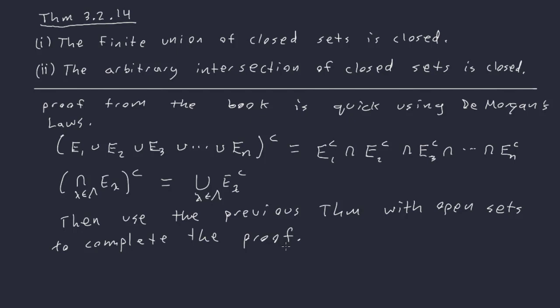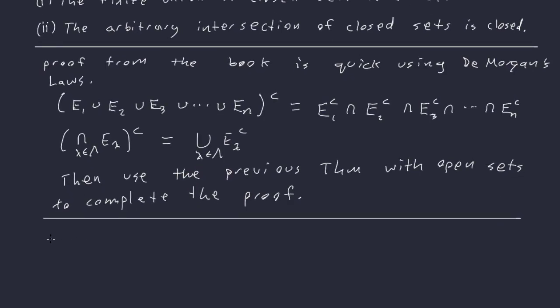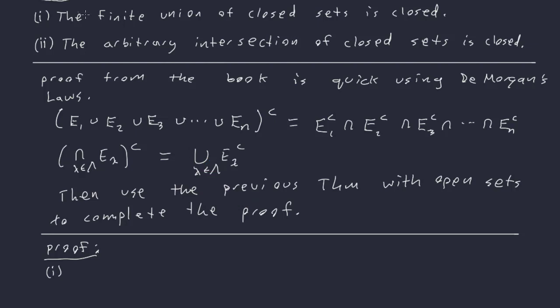So we're going to prove this independently, all right, pretending that we don't have the result with the open sets. Okay, so just for posterity, we'll prove this directly. Okay, so we'll start with 1, which I've lost here, but we want to prove that the finite union of closed sets is closed.